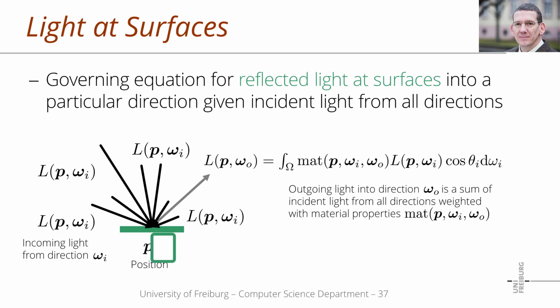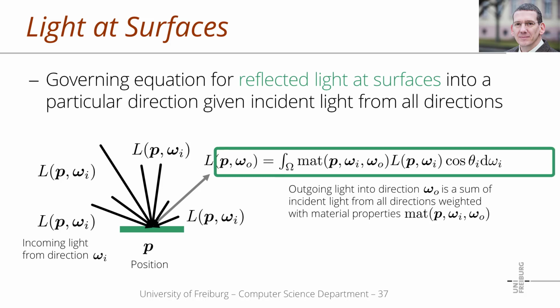If you have a point P on a surface, we have incoming light L of P and omega I, which basically means that we have incoming light at point P from direction omega I. In 3D, omega I is a two-dimensional direction, and the goal is to compute the amount of reflected light into a direction omega O, here indicated with the gray arrow. And now the rendering equation states how to compute the reflected light from P into direction omega O using the incoming light at point P from all directions omega I.